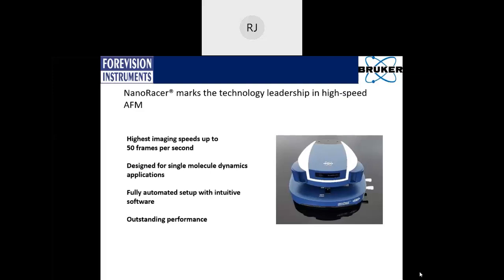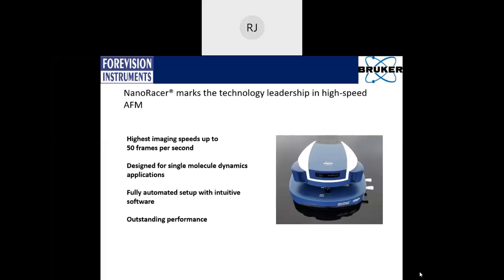Maybe if some of you know about AFM, then you always try to adjust your feedback or gain to be high, and you need to focus your cantilever and all these things. If you are spending time on these things, then you might lose your dynamics. So this system comes with an automatic setup, so that everything will be automated. With this automation, you will obtain outstanding performance from the system.